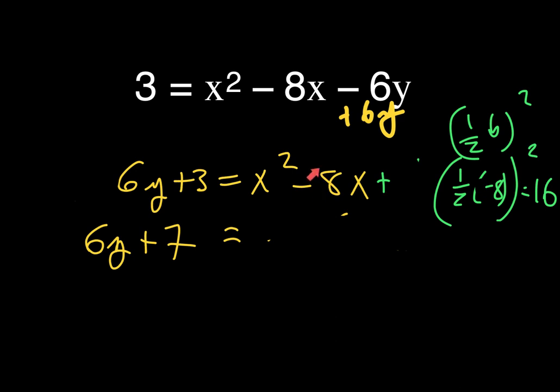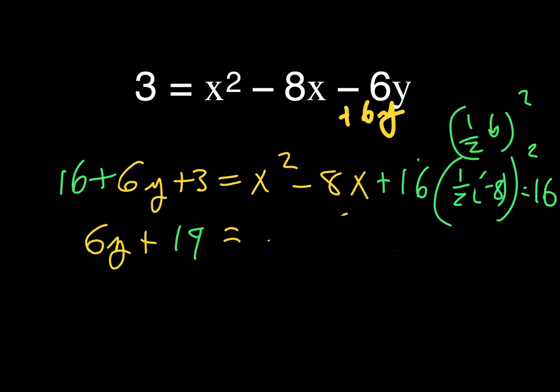So again, take b. b is negative 8. Put it right there for b. Negative 8 times a half is negative 4. So this in here is negative 4 squared. Negative 4 times negative 4 is positive 16. So I'm going to add 16 to both sides. Which means this is not 7. 16 plus 3 is 19.